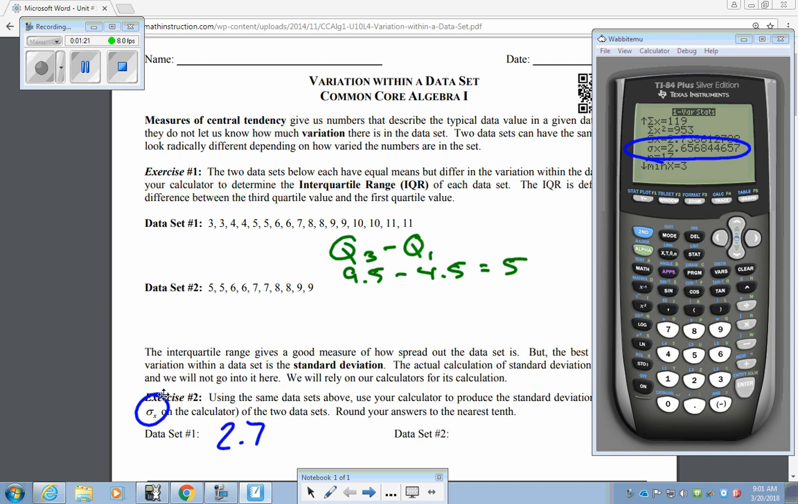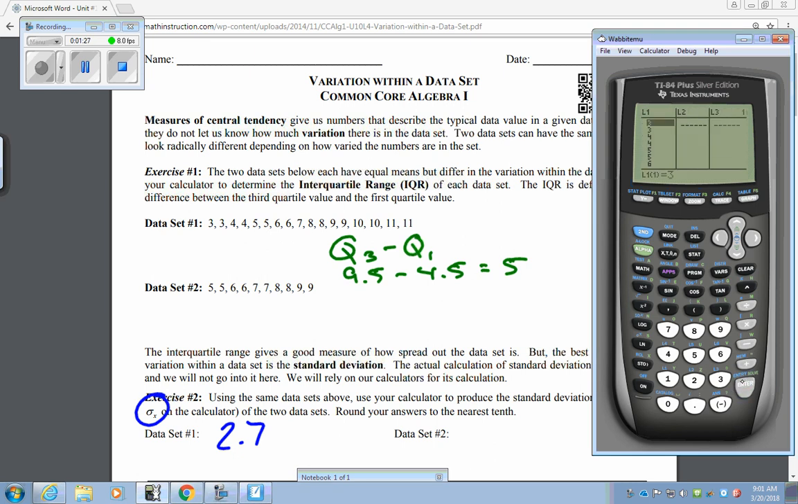Now we're going to go back through and go into the second set of data. So I'm going to press Stat again, go to Edit, and clear out the first set. I'm going to pause the video and then I'll come back with the second set of numbers in. So I have the 10 numbers in from data set 2. Again, I'm going to go back to the one variable stat.